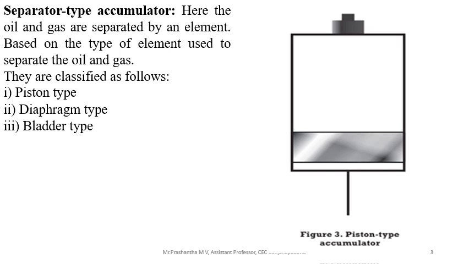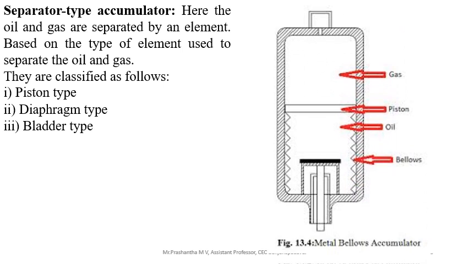This gas pressure is used as a potential energy to force the oil out when it is required by the system or circuit or machinery. Okay. Next we will move on to the second type. Here see, this is also one of the diagrams. It is a metal bellows type accumulator.